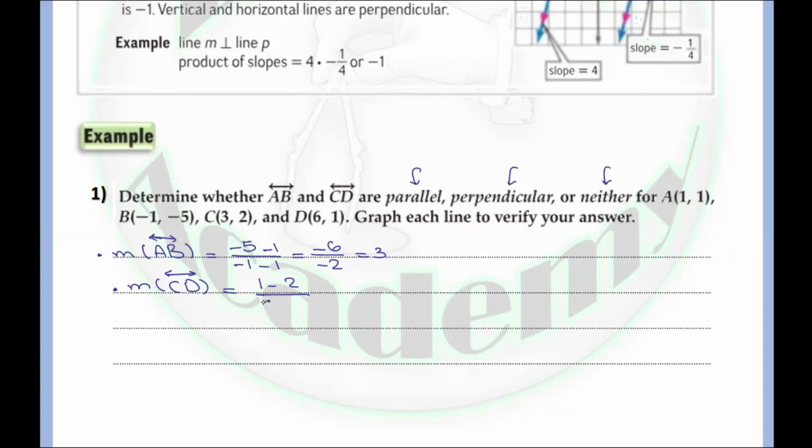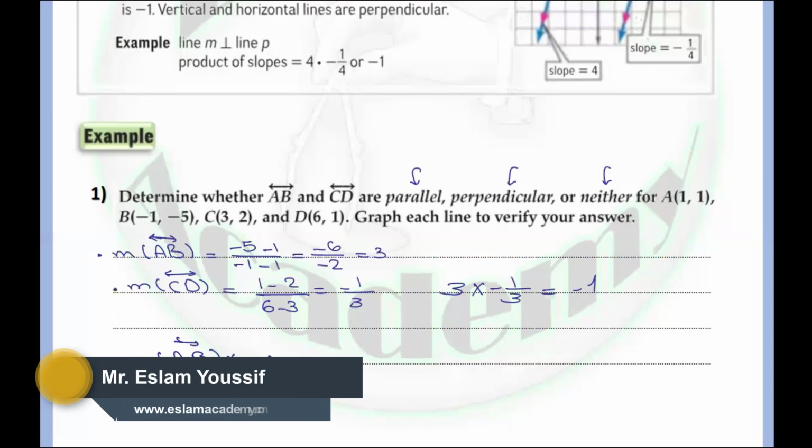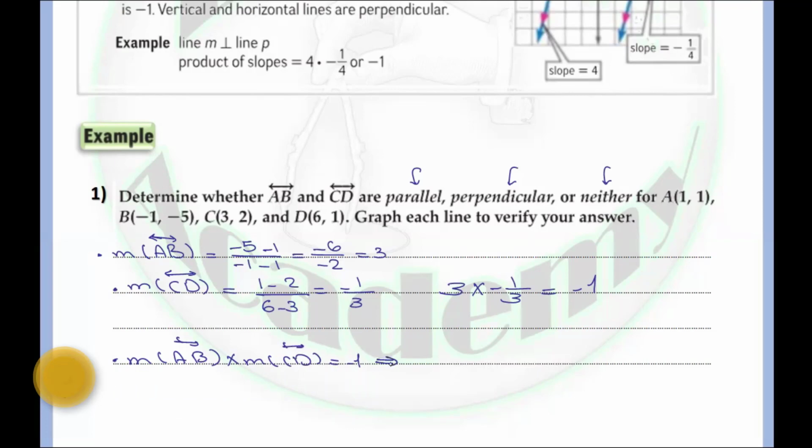Sorry, 6 minus 3, which equals -1 over 3. Are the two slopes equal? No, the two slopes are not equal, but if you multiply 3 times -1 over 3, you will find that the answer equals -1. Because the product of the slope of AB times the slope of CD equals -1, it means AB is perpendicular to CD.